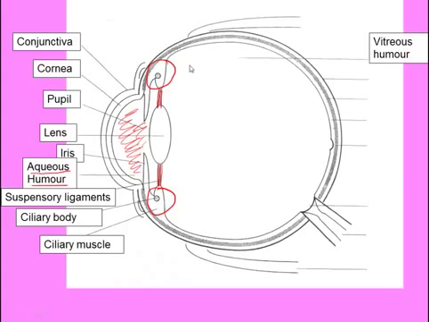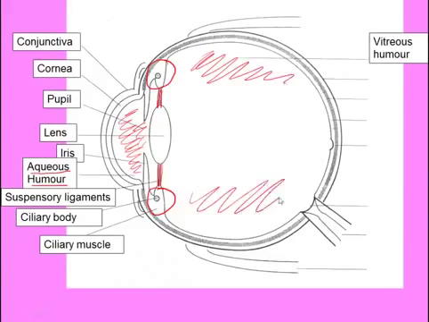Our next chamber in, behind the lens and the suspensory ligaments, is the vitreous humor. Now, this is filled with a transparent jelly all the way through it. The sclera is the layer all the way around the outside of the eye.